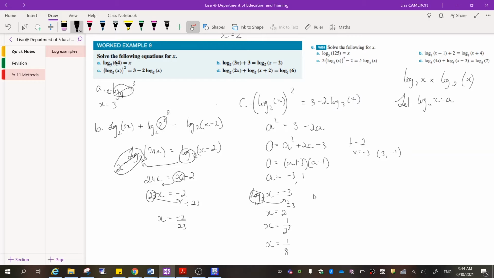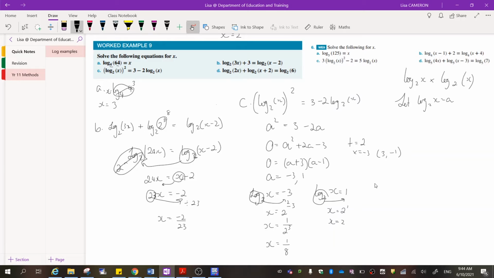Okay, and now let's see what the other side will give us. So log 2 x is equal to 1. If I take this over, then x will be equal to 2 to the power of 1, so x equals 2. So therefore, in this case, there are two possible solutions for what x could be equal to.